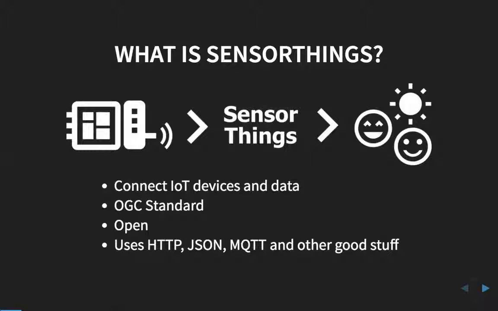But seriously, SensorThings is an Open Geospatial Consortium standard that aims to connect Internet of Things devices and data. It is an open specification, it is freely available, and anyone can implement it. The API itself has been developed with modern, lightweight techniques in mind, and it makes use of simple old HTTP and JSON, while also having support for things like MQTT, which is a lightweight messaging protocol.